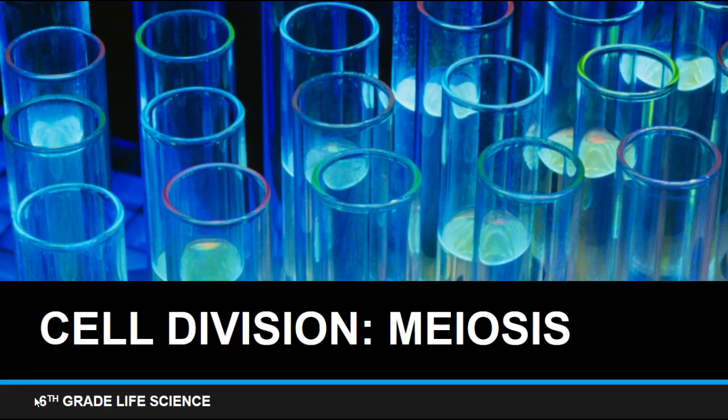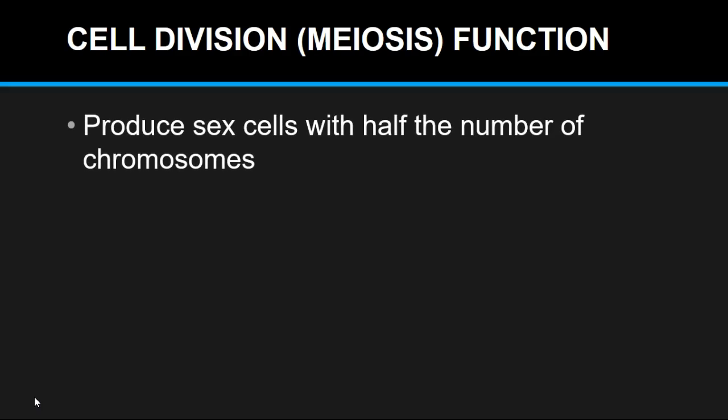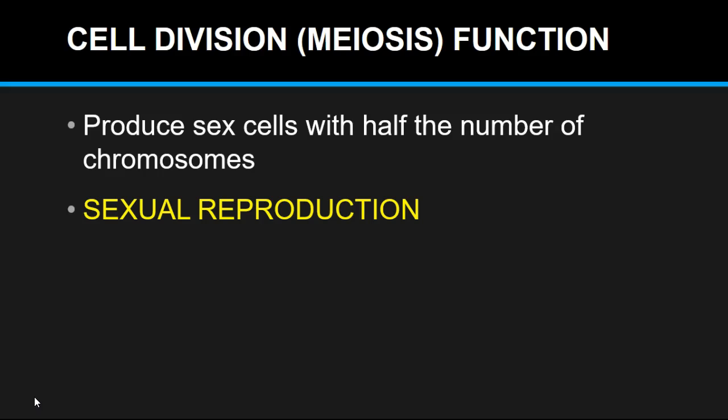If you watched my last installment, you know that we were talking about mitosis. Well, today we're going to talk about meiosis as a type of cell division. And you'll recall that mitosis was a form of asexual reproduction. And we're going to see how this process of meiosis is different from mitosis. The function of meiosis is to produce sex cells with half the number of chromosomes. And unlike mitosis, it's a form of sexual reproduction.